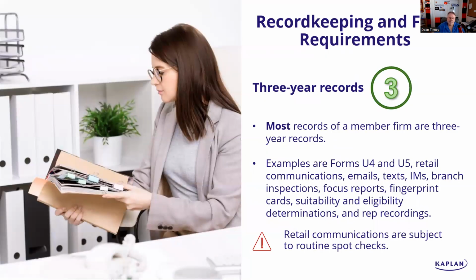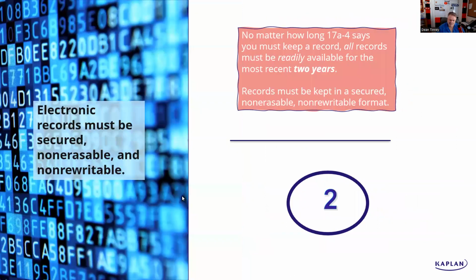6543, we're now on 3. The vast majority of brokerage firm records are 3. So I suggest you learn lifetime, 654, and then everything else goes into this 3-year bucket. So here we give you some examples of those: U4s, U5s, retail communications, emails, texts, all that kind of stuff. These have to be readily accessible for 2 years.